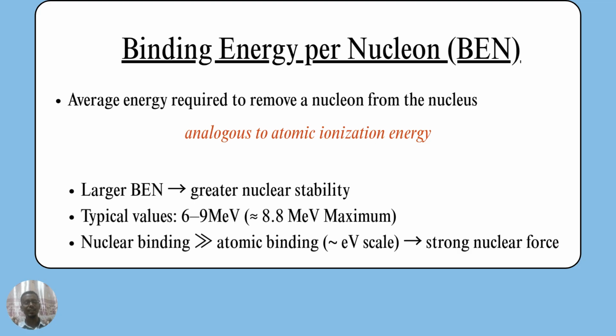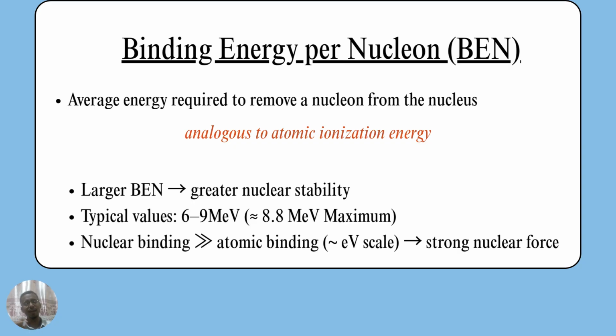In the same way, the average energy required to remove one nucleon, whether it's a proton or neutron, from its nucleus is called binding energy per nucleon, or BAN for short. A larger binding energy per nucleon provides greater nuclear stability, and its typical value ranges from 6 to 9 mega electron volts, almost around 8.8 mega electron volts, which is the maximum value on the stability curve.